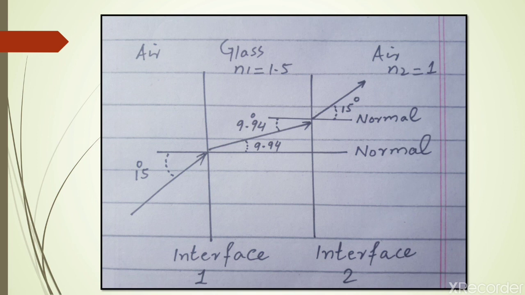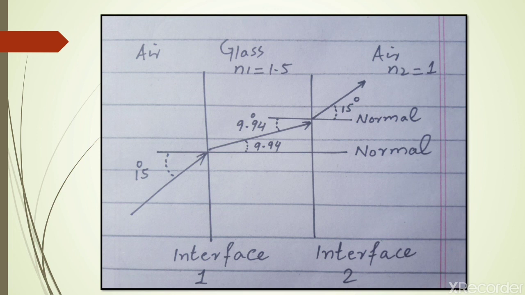Now this transmitted ray from the glass travels back to the air. So in this particular case, medium number 1 will be the glass, the refractive index of which is 1.5, and medium number 2 is air, the refractive index of which is 1. So you see, as this ray travels from the glass to the air, the transmitted ray makes an angle of 15 with respect to normal.